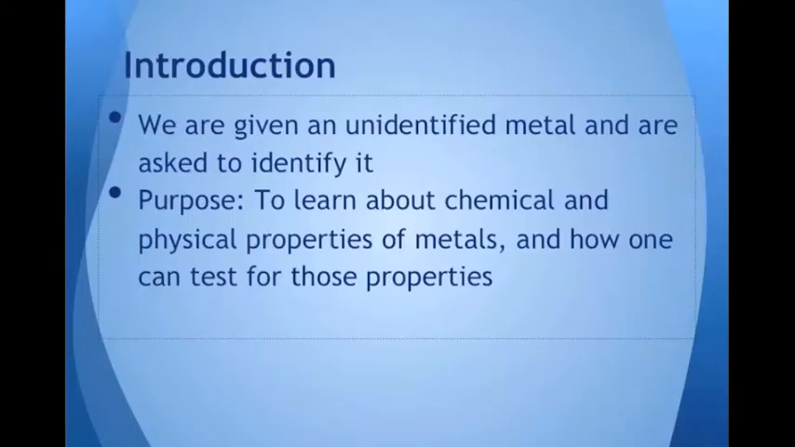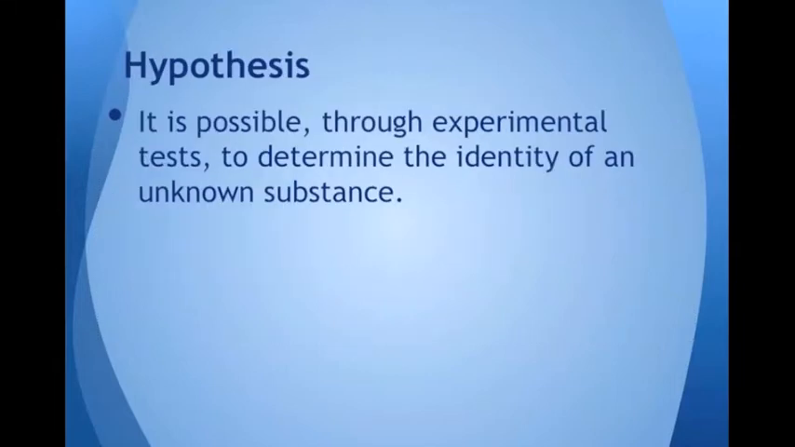So in this experiment, we are given an unidentified metal and are asked to identify it. The purpose being to learn about the chemical and physical properties of metals and how one can experimentally test for those properties. Our hypothesis for this experiment is that it is possible, through experimental tests of the physical properties of our unidentified metal and through comparison of those properties to the known properties of other metals, to determine the identity of this unknown substance.